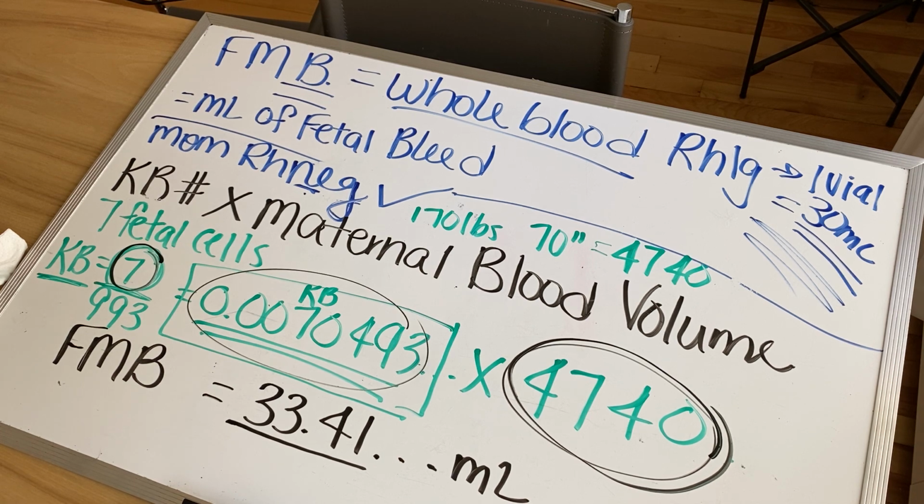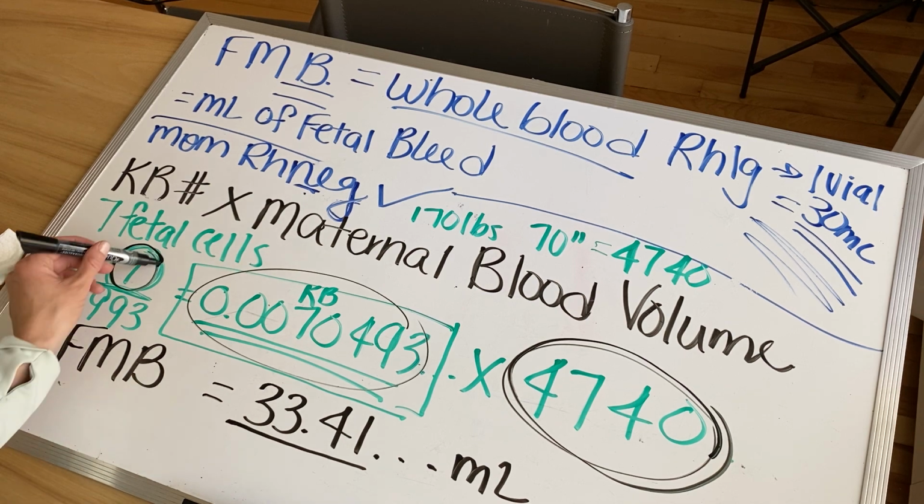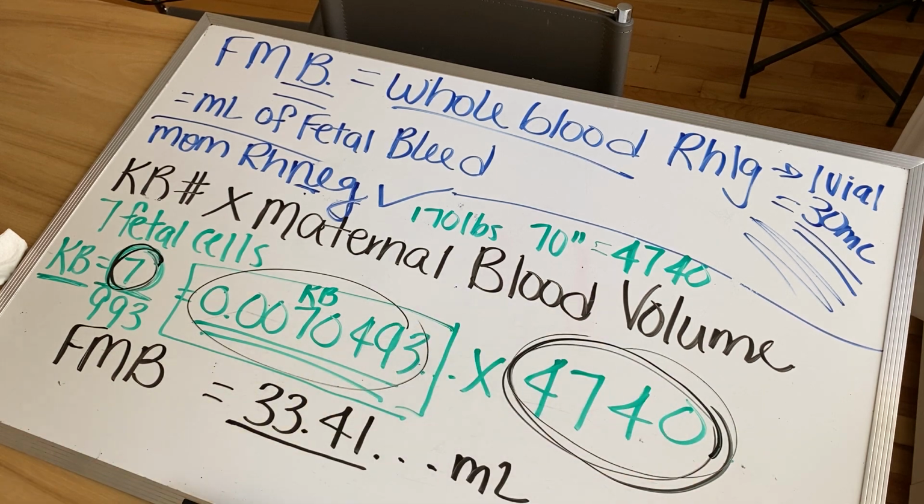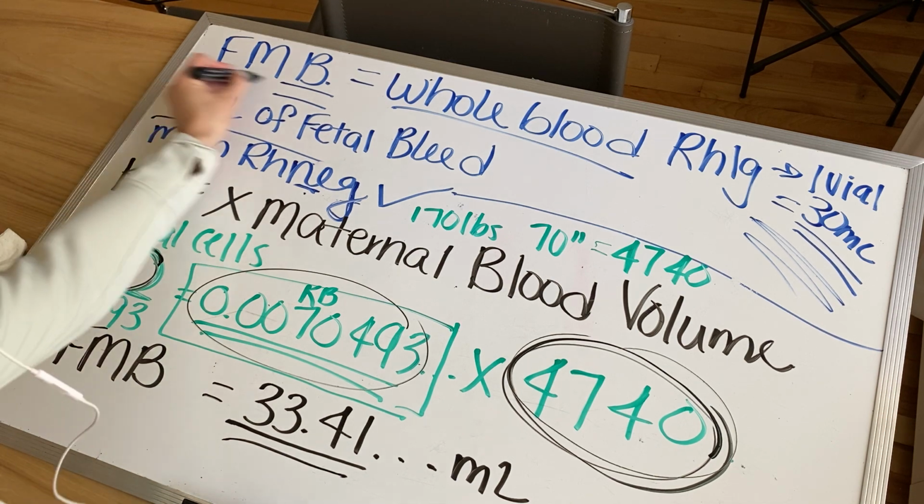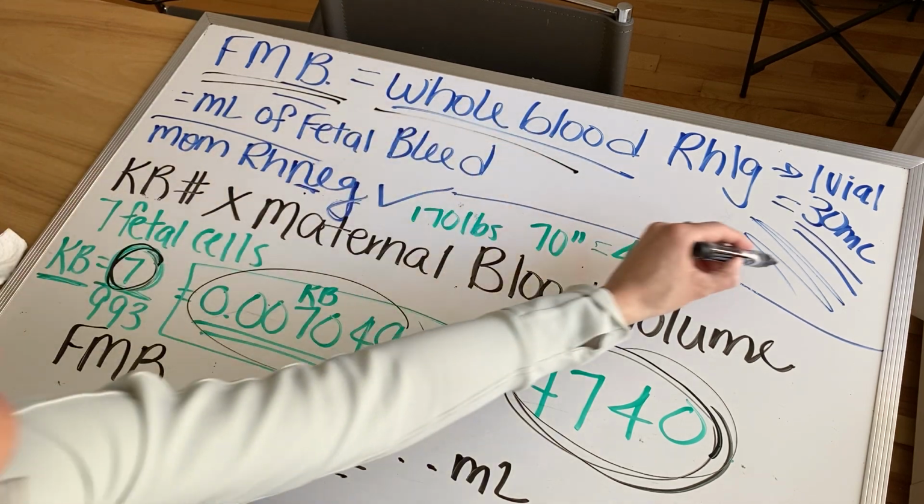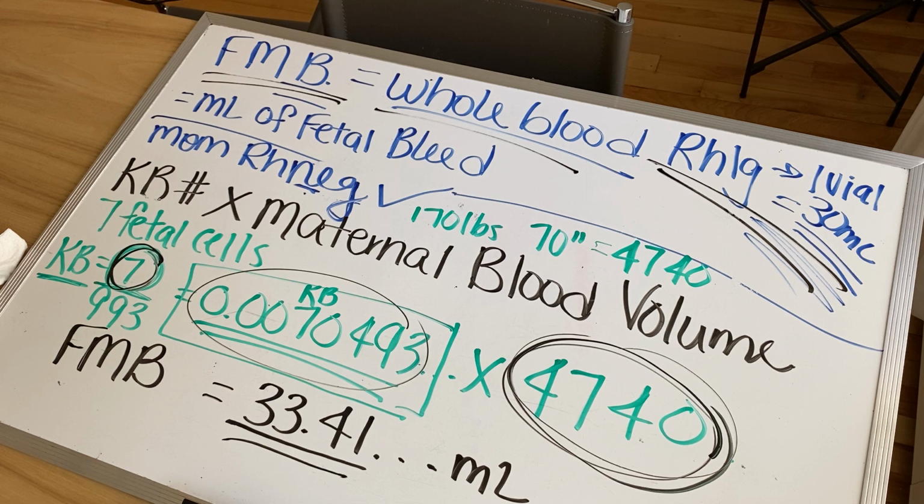From the sample that we took, from the 1,000 cells that we counted, 7 of those were fetal cells, divided by 993, times her total blood volume. That tells us that there must have been a 41 mil bleed of whole blood into the mother. So now that we've calculated our feto-maternal bleed of whole blood that got into the mother, we can determine how much RhOgam, how much RhIg, this woman requires.